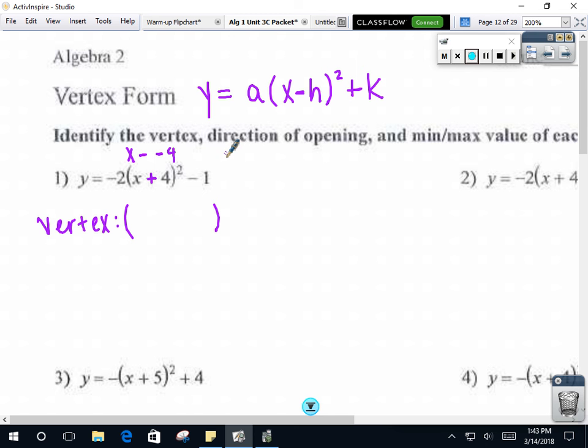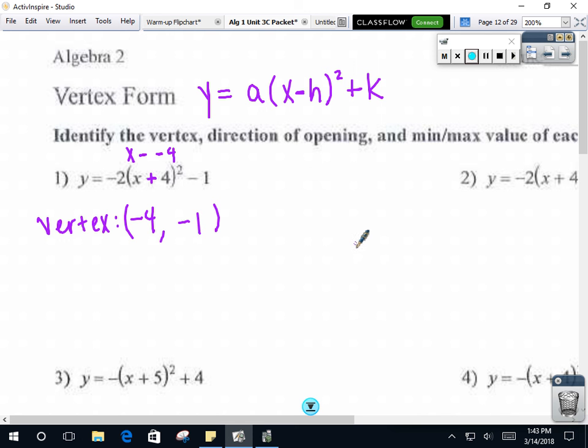Okay, let me say that again. The formula is x minus. So the only way this could have ended up being a plus sign is if it had been a negative 4 plugged in for h. So your h is negative 4. Remember when we learned this? It's always the opposite of what was in there. And then what number is sitting in the k place? A negative 1.